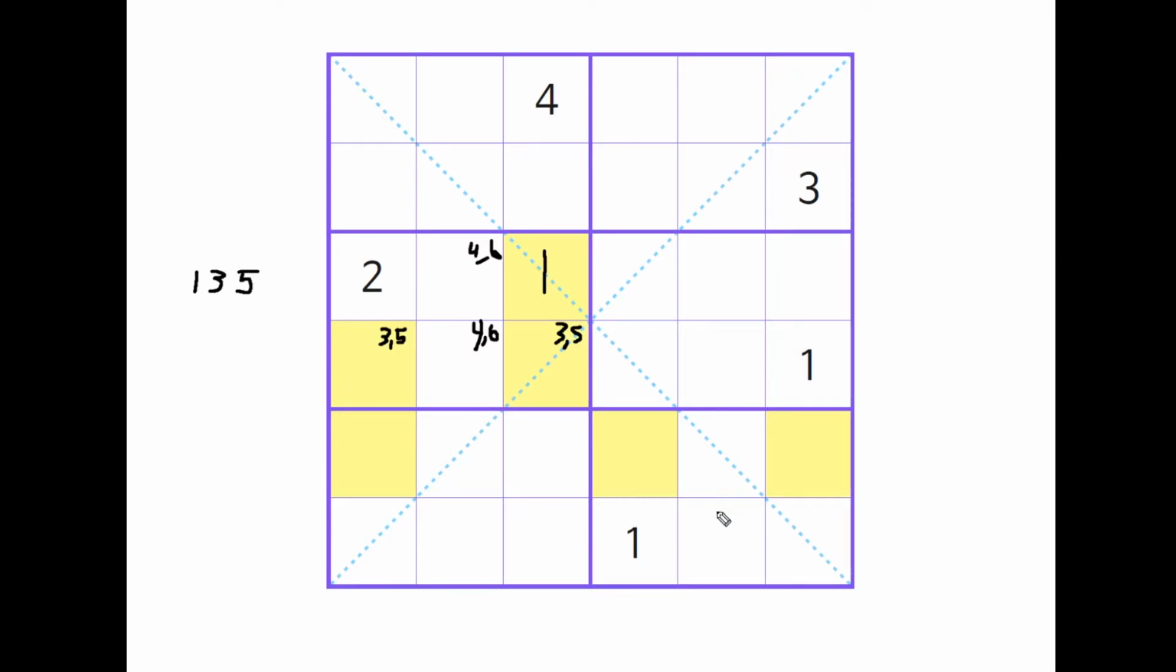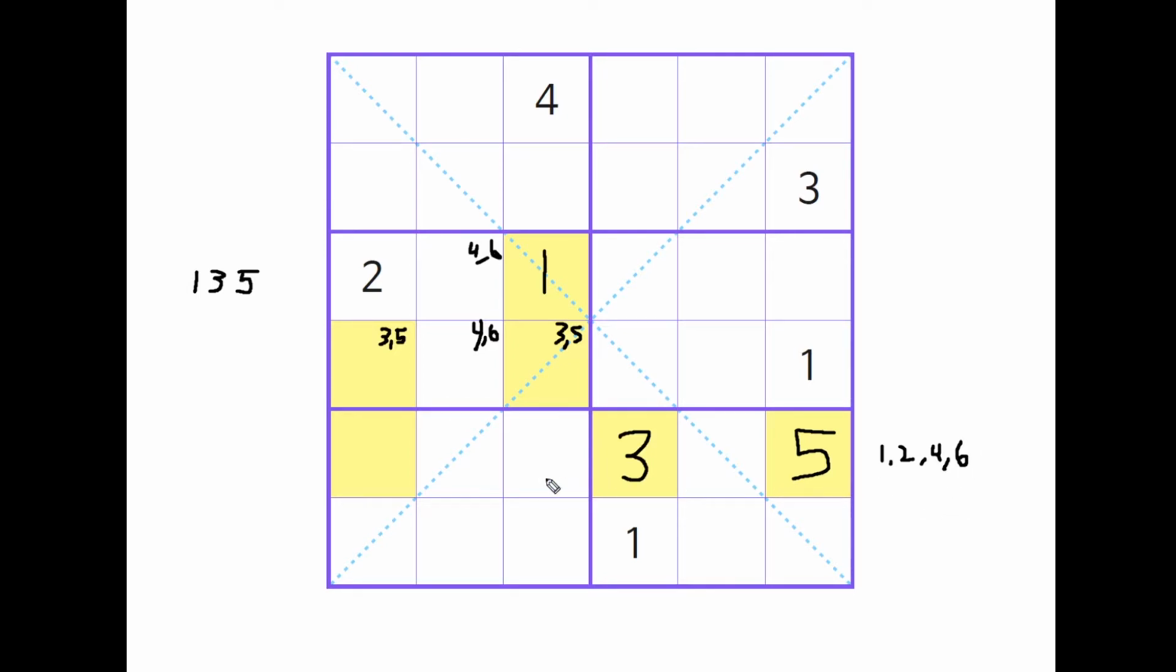But we also know that the number 3 must be placed in this cell because of the number 3 in the last column. So the number 5 must go here. Let's try filling out this 5th row. We know that it's missing the numbers 1, 2, 4, and 6.